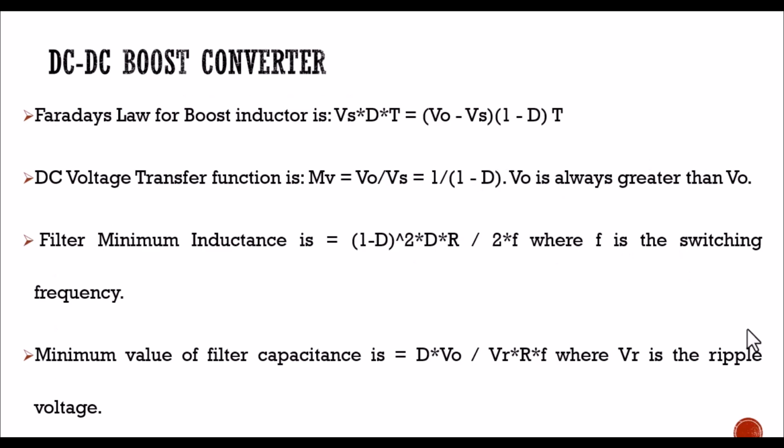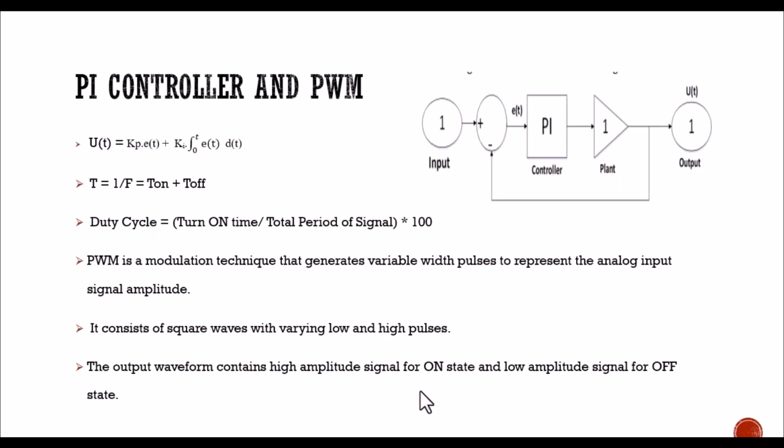So the inductance and capacitance values, we can randomly select these values. F is showing the switching frequency and R is showing the resistor. The resistor is not used, so we have only used the notation of the resistor. So we can randomly select these values. And the PI controller is actually generating the PWM signal. In this lecture, we will learn in the model how we have used the PI controller.